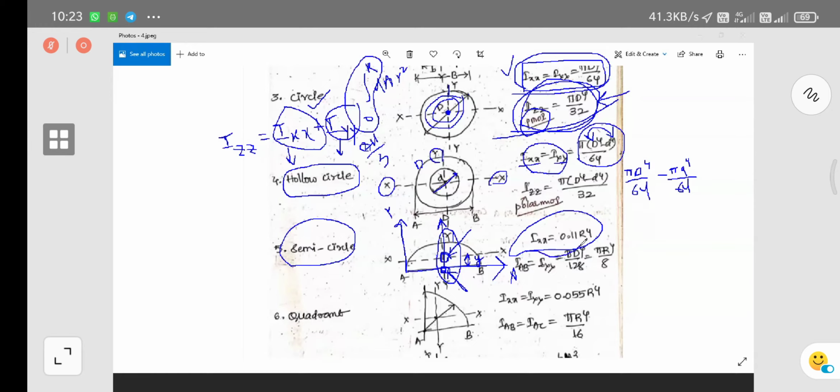0.11 r power 4. This comes from the derivation, by assuming your elementary strip vertically and horizontally. If you do it, you will get it. And what about I_AB? What about I_AB?